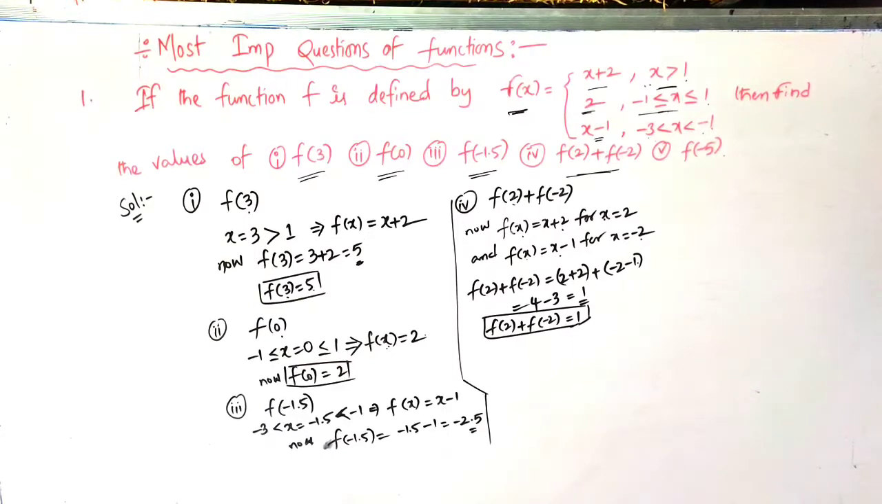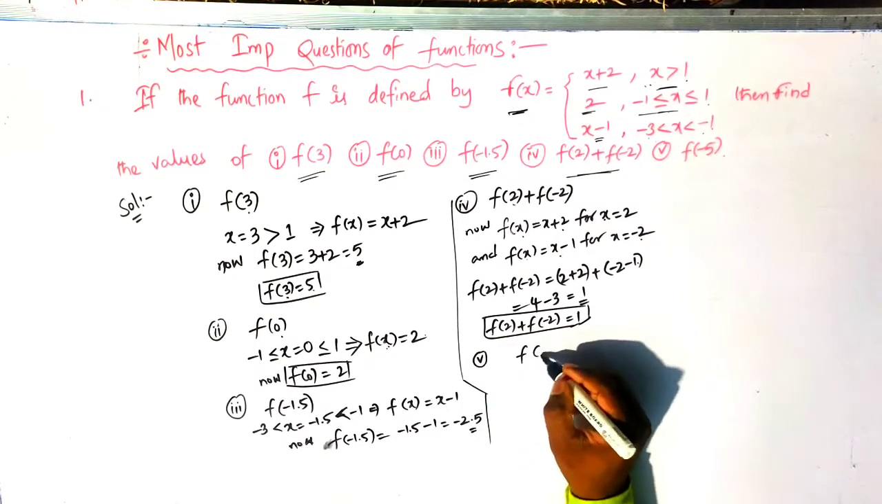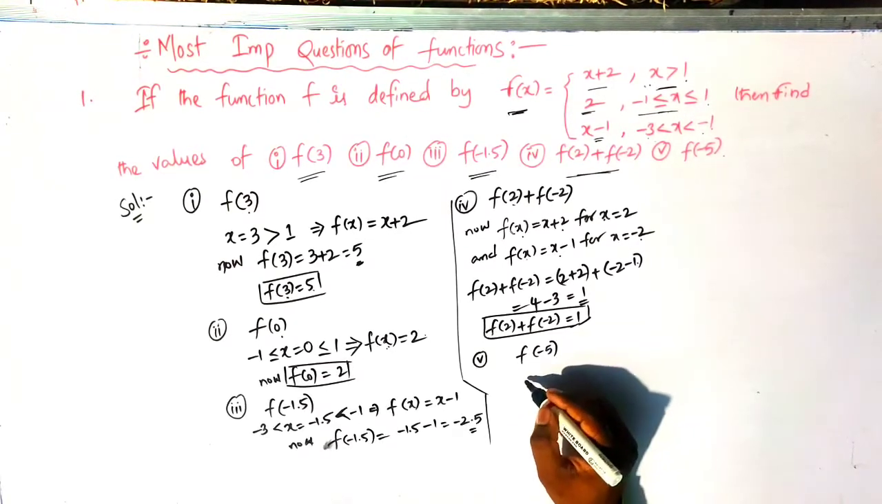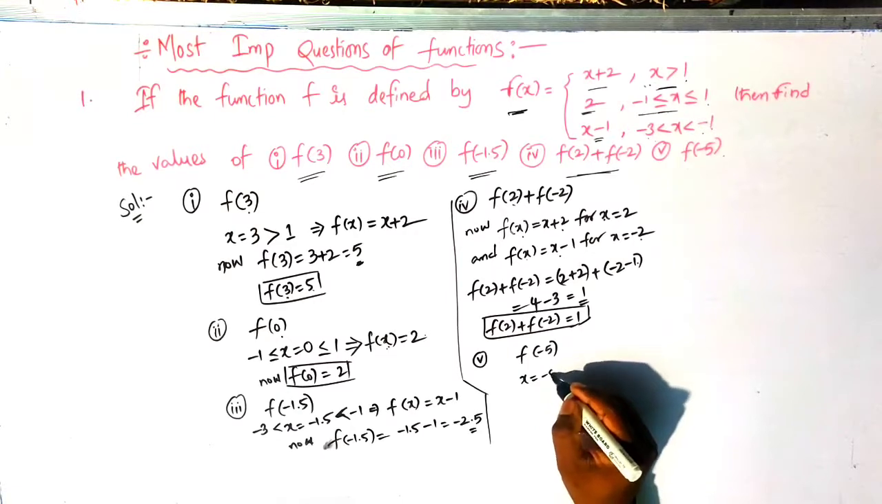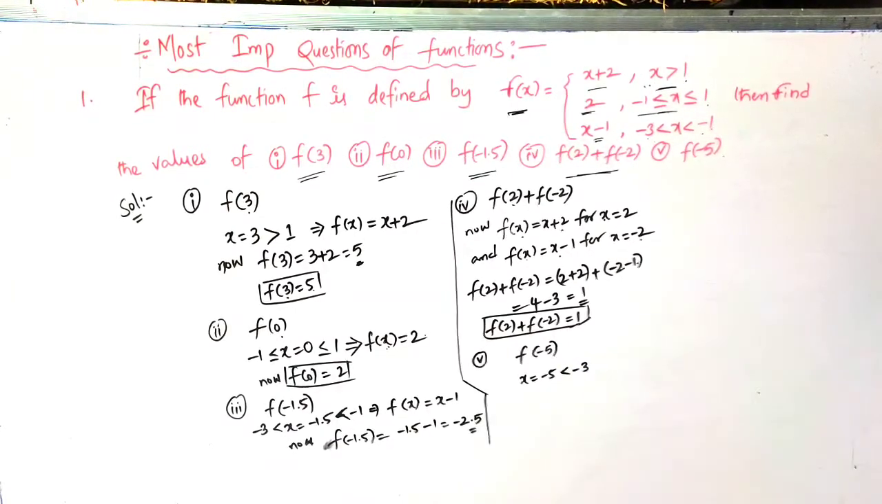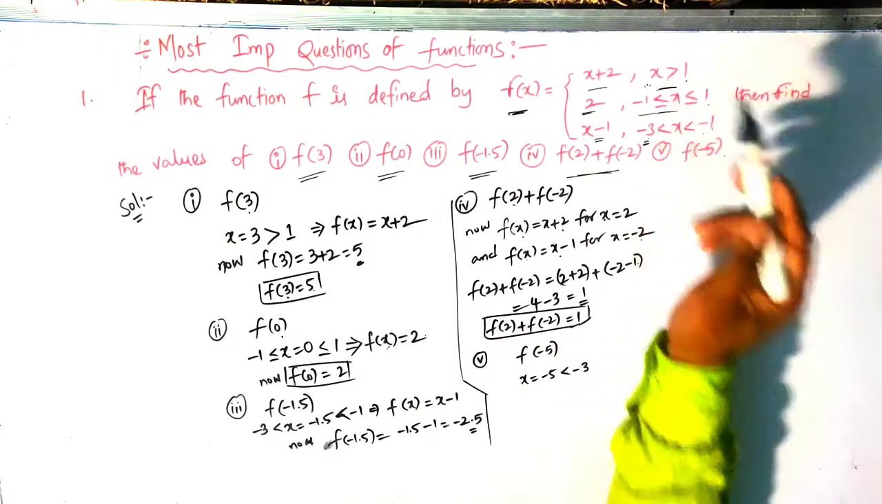Okay. Right, next, the fifth one. So what is the fifth one? f of minus 5. That means here x equals minus 5, which is less than minus 3. So less than minus 3. That means our values begin with minus 3 and end with infinity.